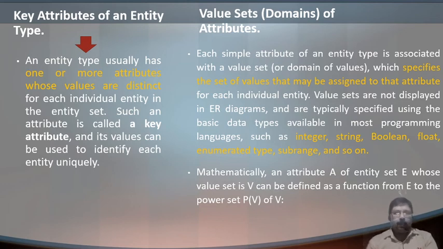This domain can be specified mathematically as: attribute A of entity E, where A stands for attribute and E stands for entity, whose value set is V. It can be defined with a function from E to the power set of V, P(V). So this is the mathematical expression for the domain of an attribute.